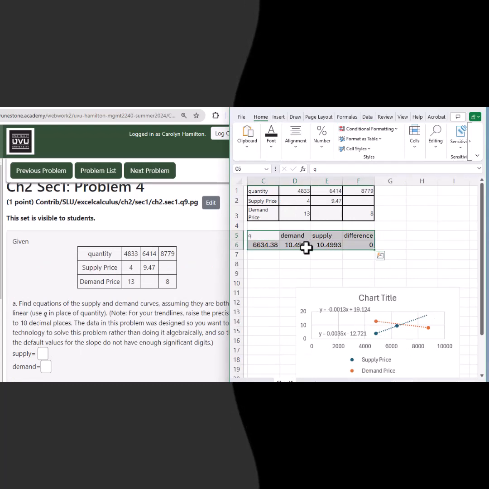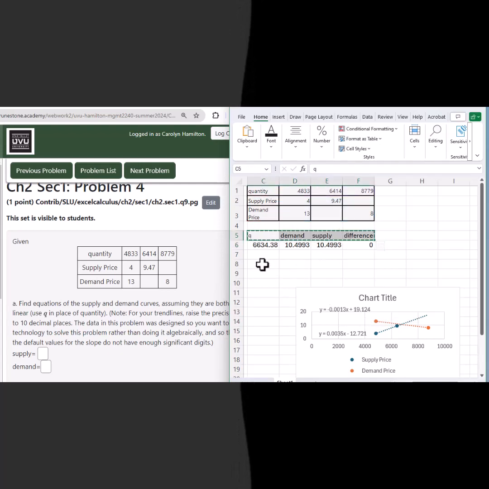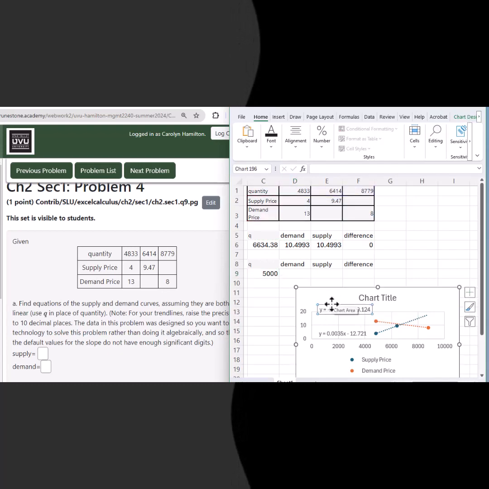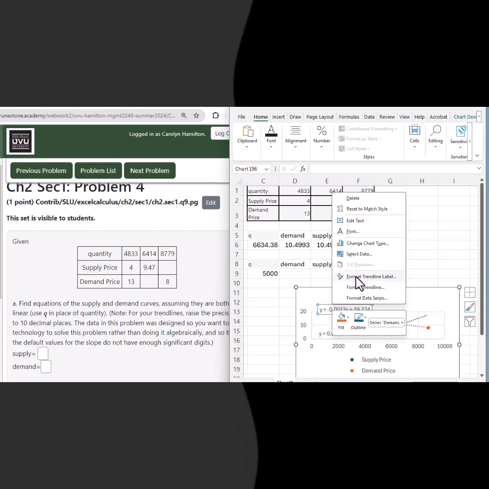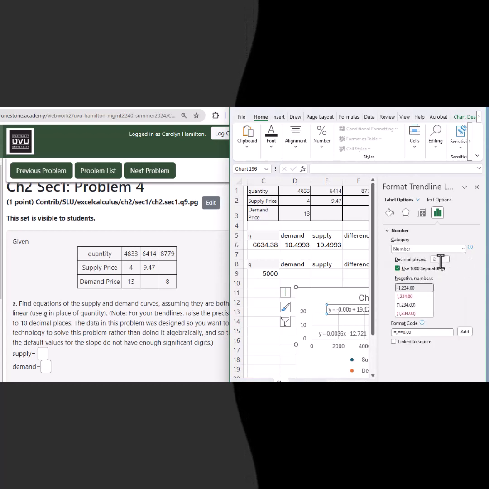So here we have our value for when we did a goal seek with the precision that Excel gave us. Let's do this again. Copy and paste those headers in. And this time I want to increase the precision. To do that, select the equation and right click to format the trendline label, which is the submenu I want. On those 3 bars, the label options, go to the category, change it to number. And then right here, you can change the decimal places. Let's make it 10.